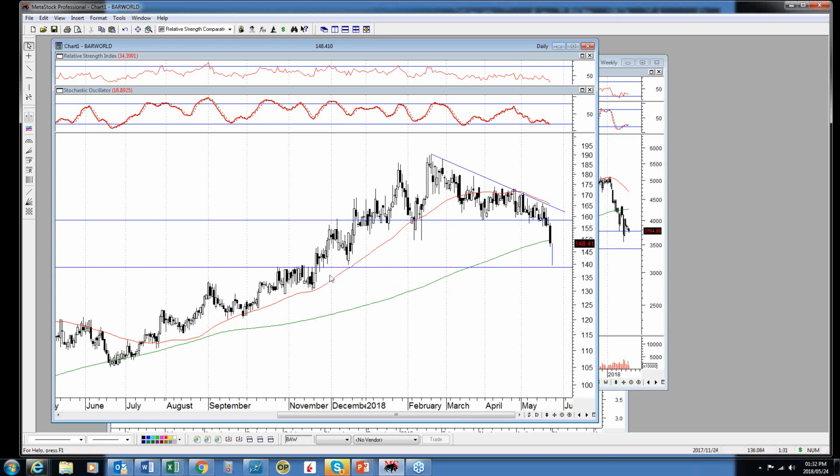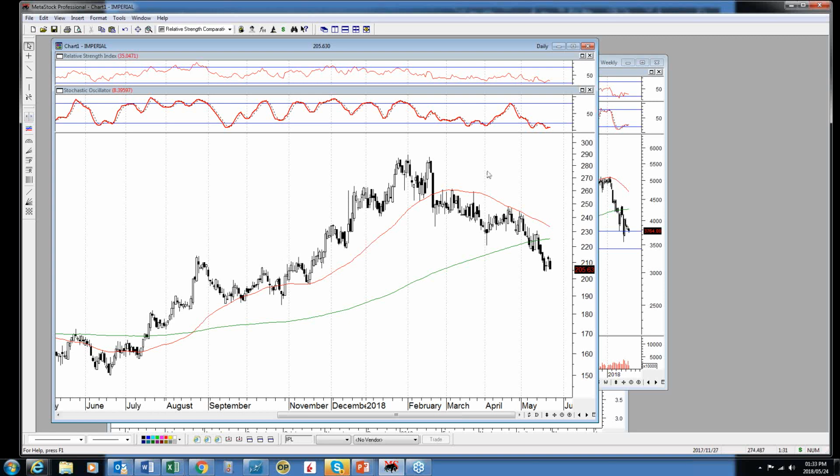There is some support here at 140, but I think for now, best case scenario, you get a reversal and a bounce and some stability comes in, and then it maybe catches a bounce back to 150, maybe 155 at a push. And that might be a trade there. But broadly speaking, to my mind, this is not a great looking chart. A lot of them are looking like this. If I show you Imperial, it's the same sort of pattern.